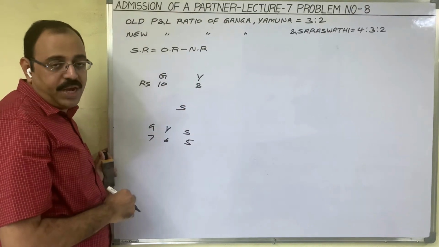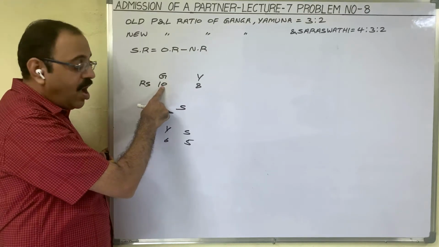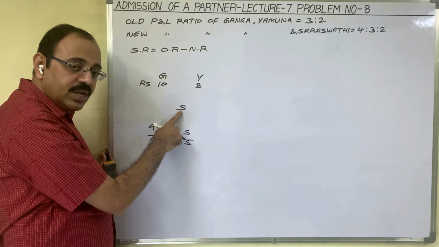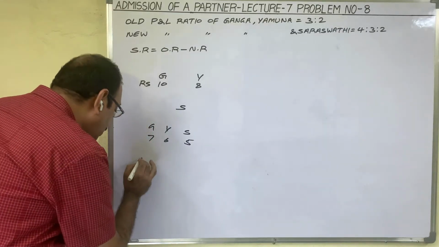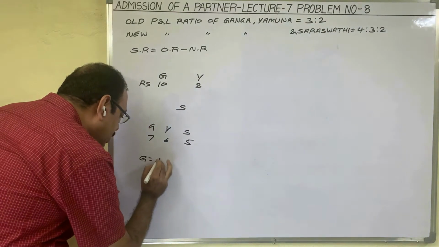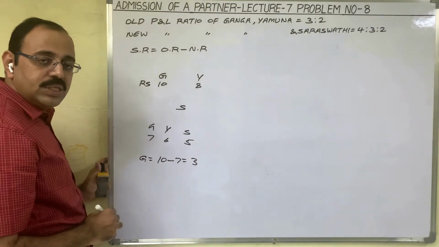Before her admission, Ganga's amount is 10 rupees. After Saraswati's admission, Ganga's amount is 7 rupees. So how much amount did Ganga sacrifice? 10 rupees minus 7 rupees, 3 rupees.